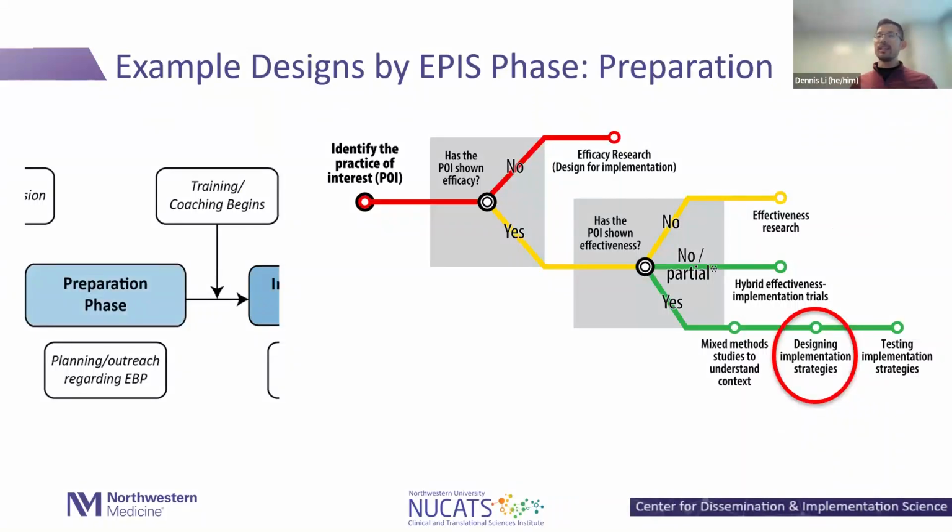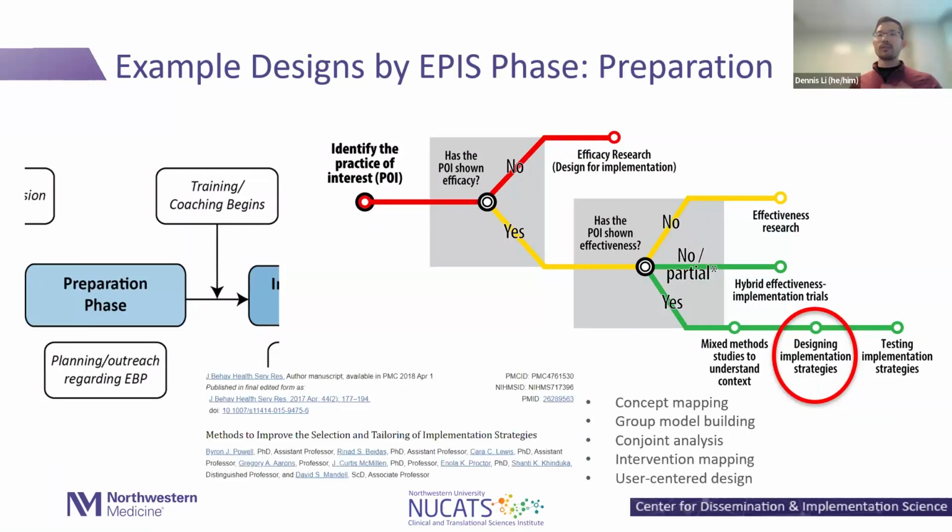Moving into preparation, this phase is much more about getting ready to implement. So there's not a ton you do in terms of your traditional research studies, but it is where you're designing your implementation strategies for use in the subsequent implementation phase. We've talked about this during the strategies week session, but there are a number of different methods that you can use to select or design or tailor your strategies. They involve concept mapping, group model building, conjoint analysis, intervention mapping, user-centered design. All of those are different methods, not quite research designs, but methods you can use in this phase to design your implementation strategies.